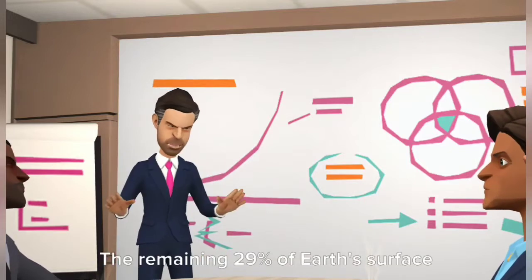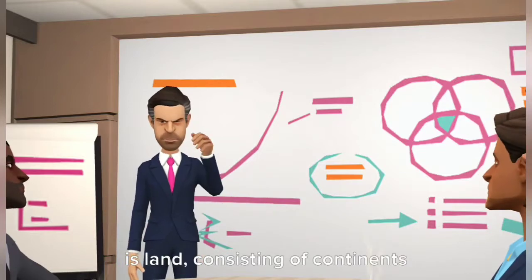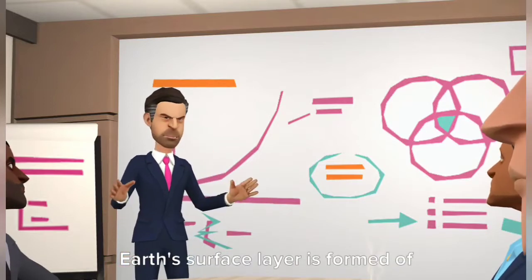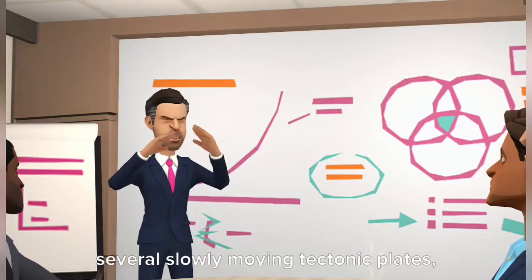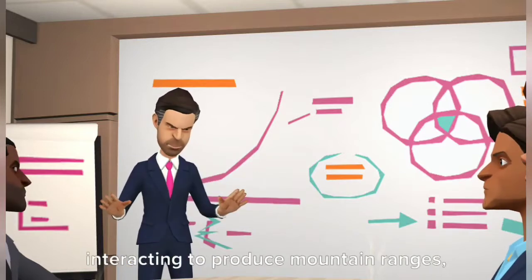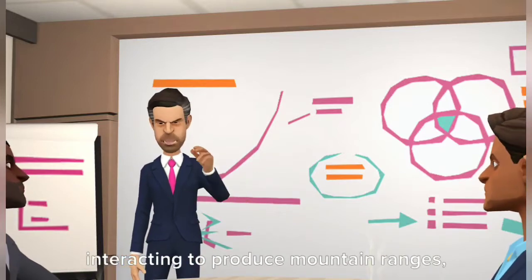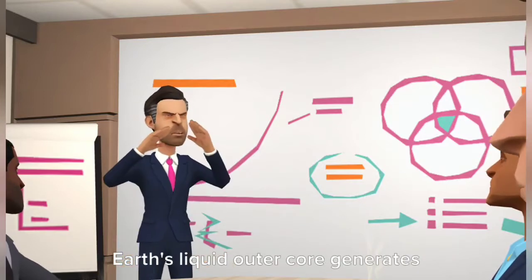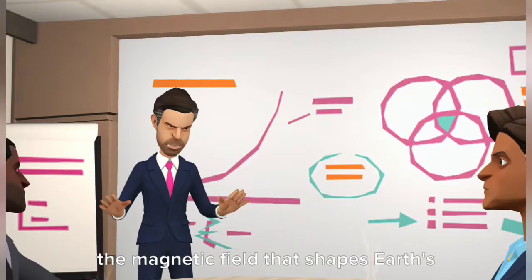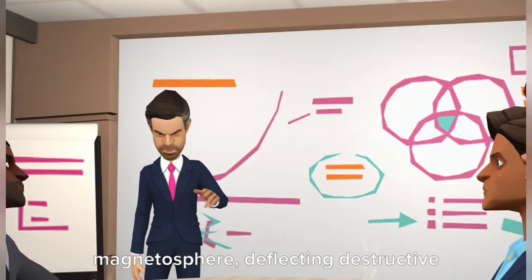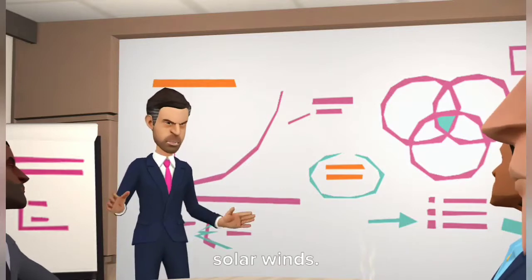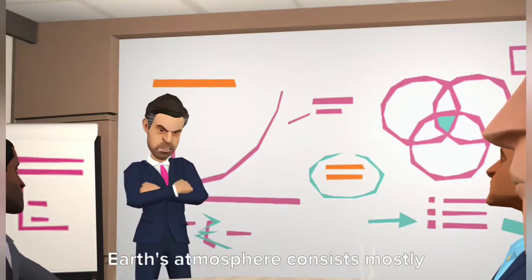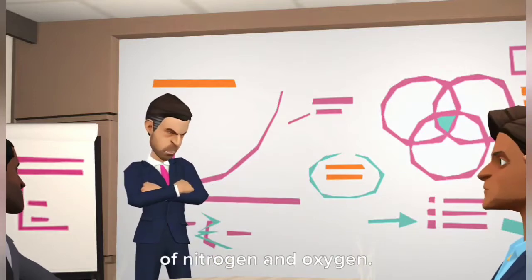The remaining 29% of Earth's surface is land, consisting of continents and islands. Earth's surface layer is formed of several slowly moving tectonic plates, interacting to produce mountain ranges, volcanoes, and earthquakes. Earth's liquid outer core generates the magnetic field that shapes Earth's magnetosphere, deflecting destructive solar winds. Earth's atmosphere consists mostly of nitrogen and oxygen.